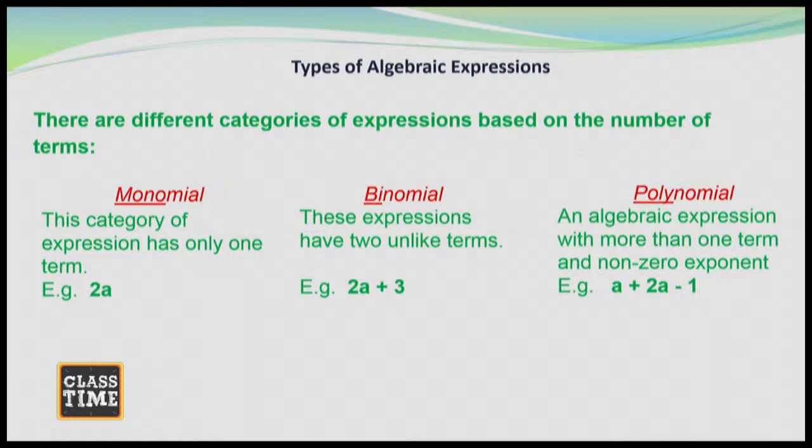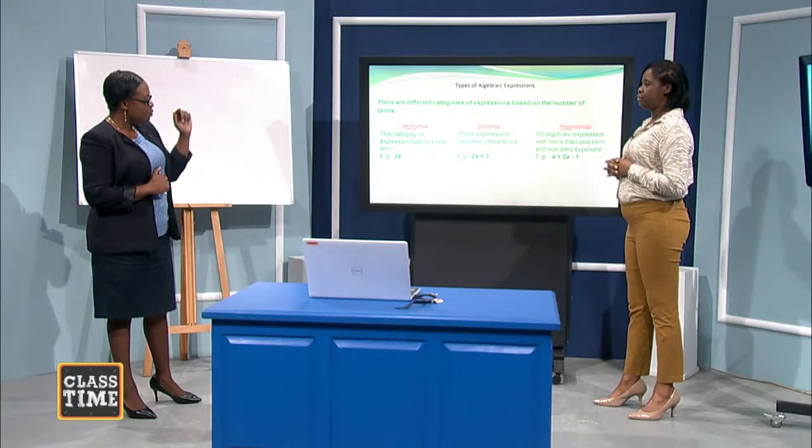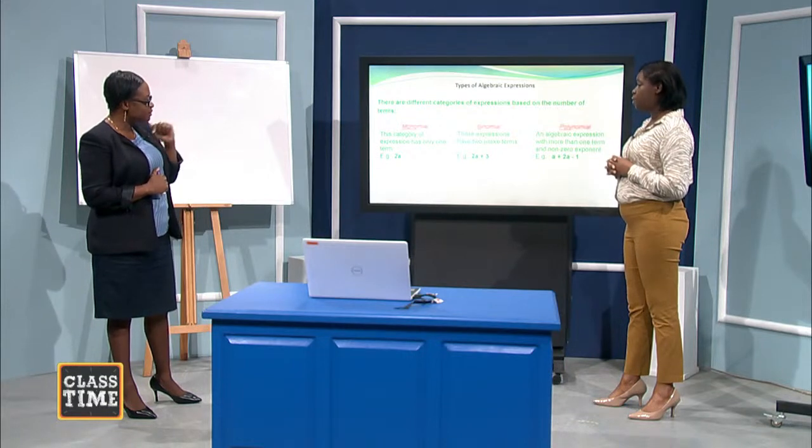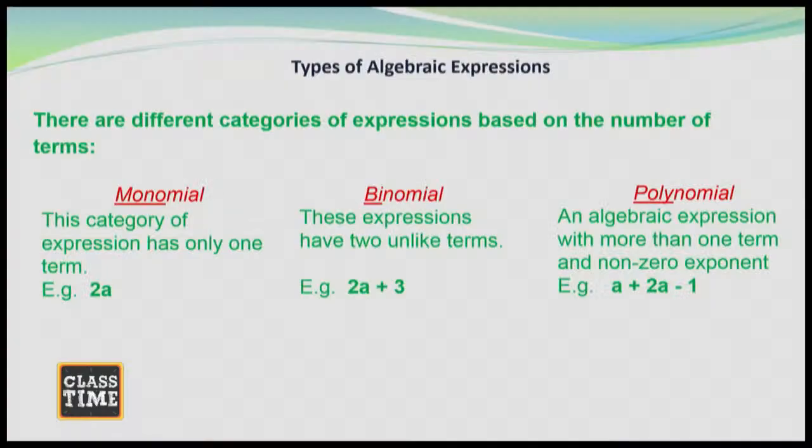But, Miss Hardy, when I look at the definition for the polynomial, I see more than one term and non-zero component. But let's look at the binomial. These expressions have 2 unlike terms. So what does that really mean? Very good observation. Since a binomial has 2 unlike terms, and a polynomial is one with more than one term, it would suggest that the binomials are also polynomials. Okay, good. I get you.